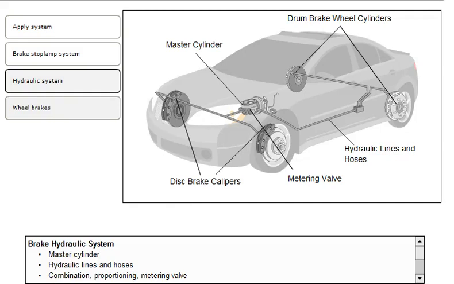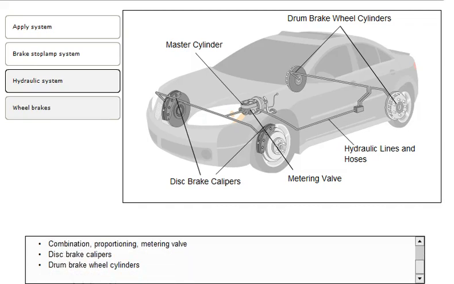Typically, the brake hydraulic system consists of the master cylinder, hydraulic lines and hoses, and the combination, proportioning, or metering valve. It also contains disc brake calipers and drum brake wheel cylinders. The hydraulic system is split into two independent circuits for safe braking. The hydraulic system is effective because it transmits and multiplies braking force for effective braking action.